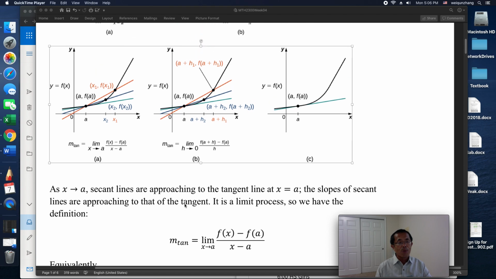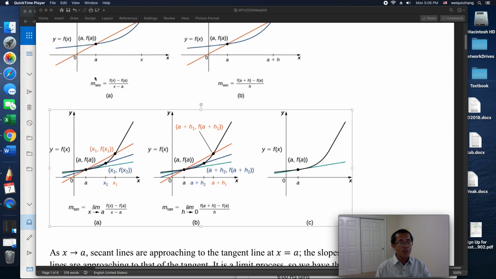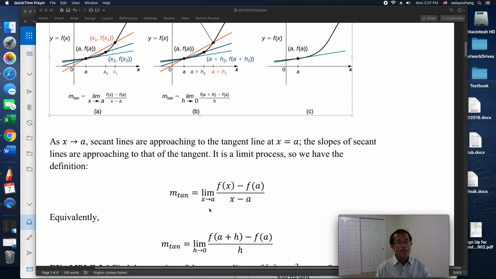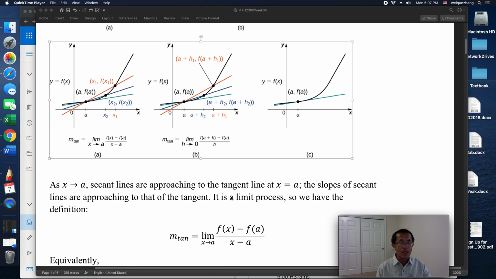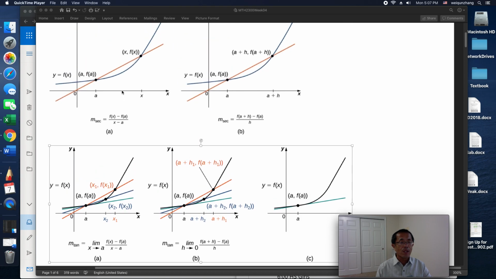So indeed, what I stated about the situation, or what I understand about the situation, is that it is a limit process. The slope of the tangent, m tangent, is considered as the limit as x approaches a of this slope, right? The slope is the difference quotient. The derivative, or slope of the tangent, is the limit of the difference quotient. And this is the situation exactly represented in part A of the graph.